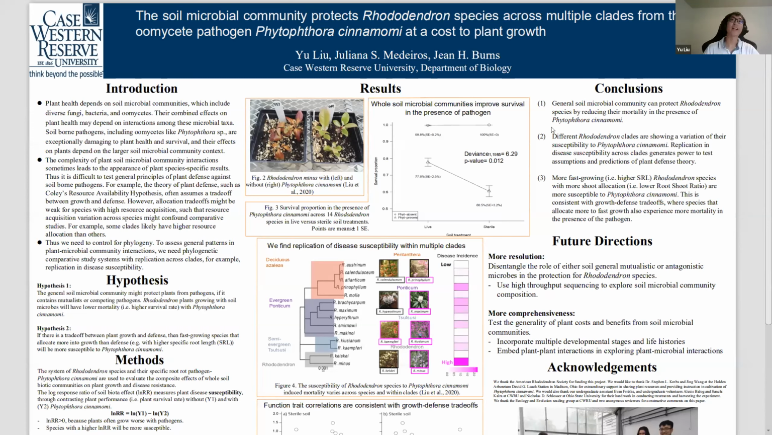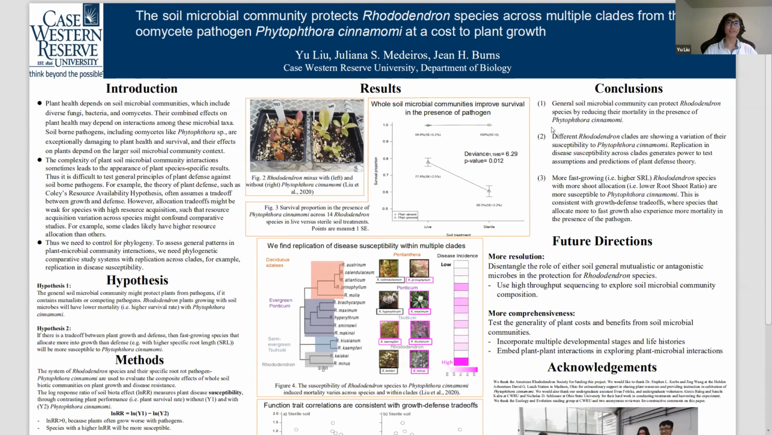We use rhododendron species to study how soil microbial community might protect plants from the pathogens. We found that the whole soil microbial communities can greatly improve the survival of the rhododendron species in the presence of Phytophthora cinnamomi. We also found a replication of the disease susceptibility across rhododendron clades.